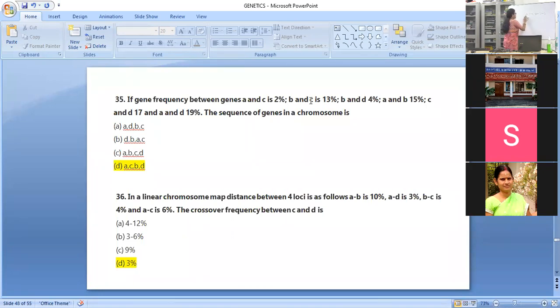If I place B here, A and B total is 15. Then I have the data. A and C is 13. B and D is 4.